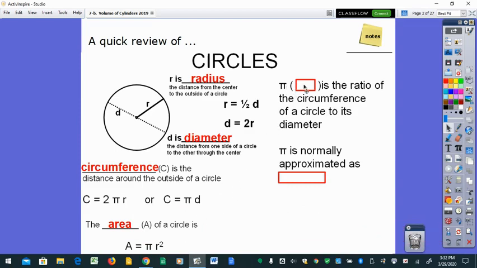Don't forget that pi is actually a Greek symbol. It's pi, and it's the ratio of the distance around the circle compared to its diameter. That's what pi is, and it's usually estimated at 3.14. Don't forget there's a pi button on most calculators, all scientific calculators, and you are welcome to use that. That's your most accurate estimation of pi.